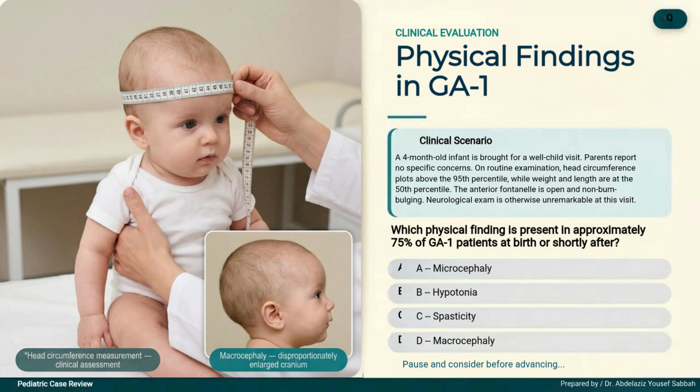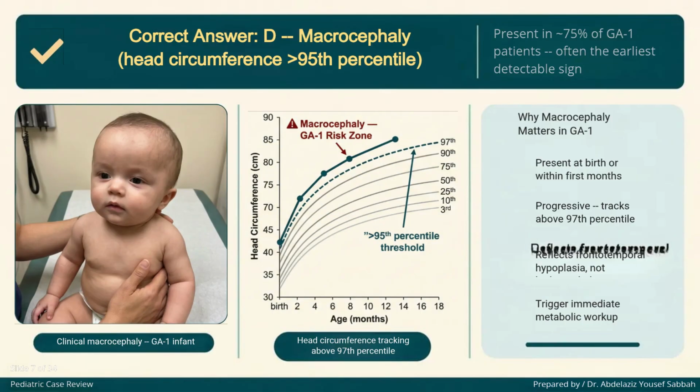Which physical finding is present in approximately 75% of Glutaric Acidemia Type 1 patients at birth or shortly after? Option A, microcephaly. Option B, hypotonia. Option C, spasticity. Option D, macrocephaly. The correct answer is option D, macrocephaly, defined as head circumference above the 95th percentile. Macrocephaly is present in approximately 75% of Glutaric Acidemia Type 1 patients and is often the earliest detectable sign.